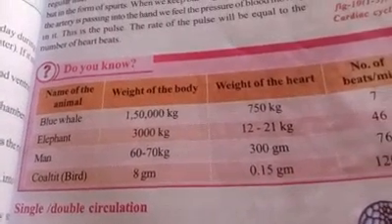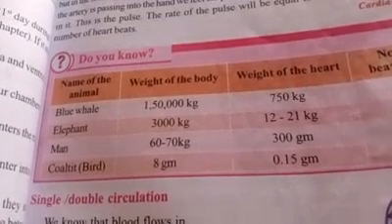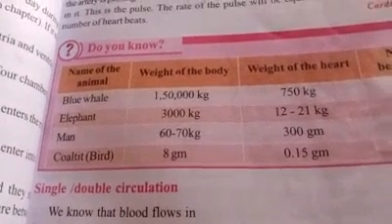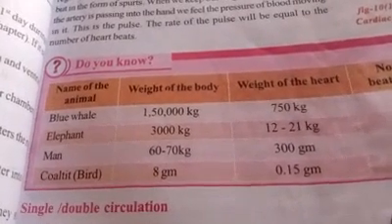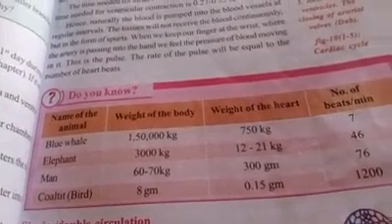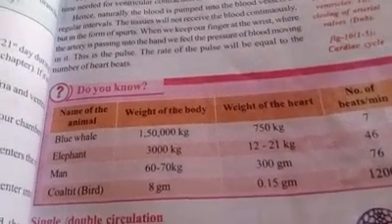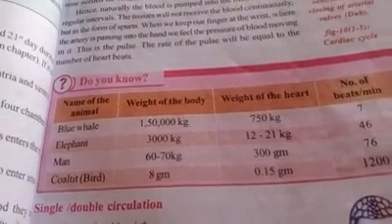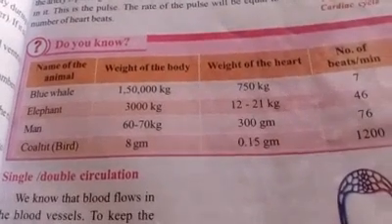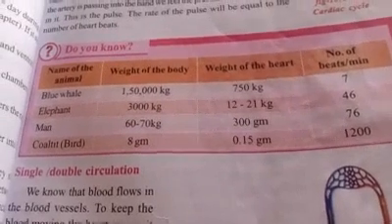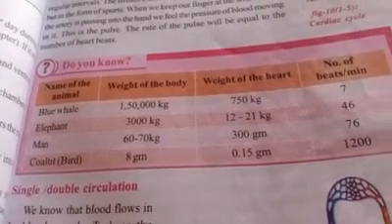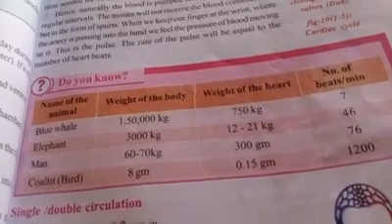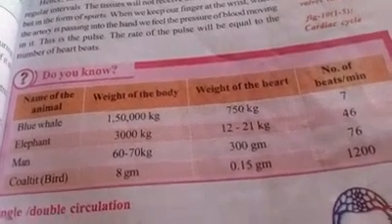And weight of the heart, what is the weight of the heart of the blue whale? 750 kgs. Its heart is equal to a small-sized car. And you know that the blue whale's heart beats very slowly. Why? Because the heart size is very big. So that's why the number of heartbeats is only 7. So as the heart weight is more, the heartbeat rate is very less.